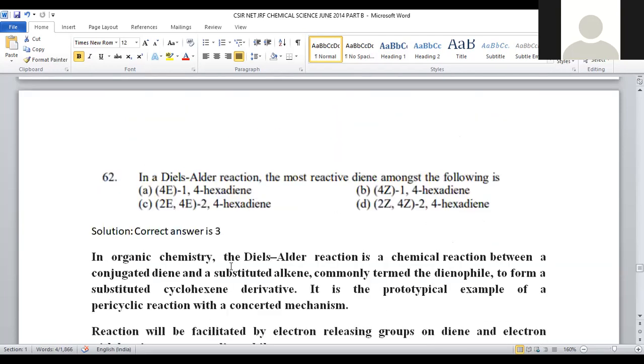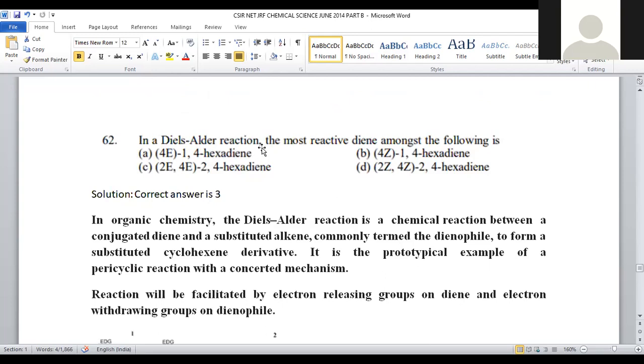Let us move on to question number 62. In a Diels-Alder reaction, the most reactive diene among the following is. So here, what is meant by the Diels-Alder reaction? It is a kind of concerted mechanism. One of the moieties will be a diene, another will be a dienophile. Both interact, so that cyclohexene derivatives are generated, right?